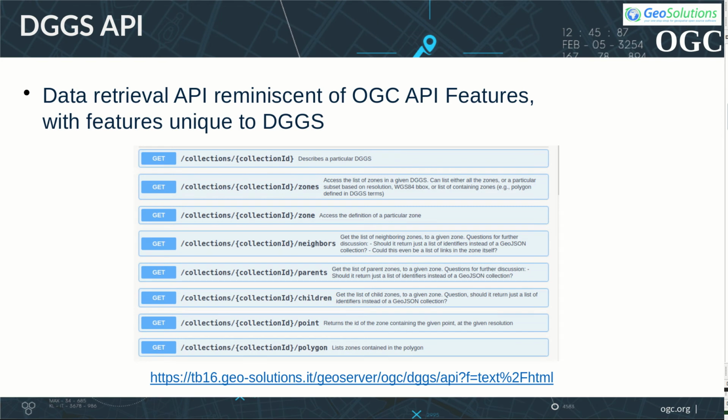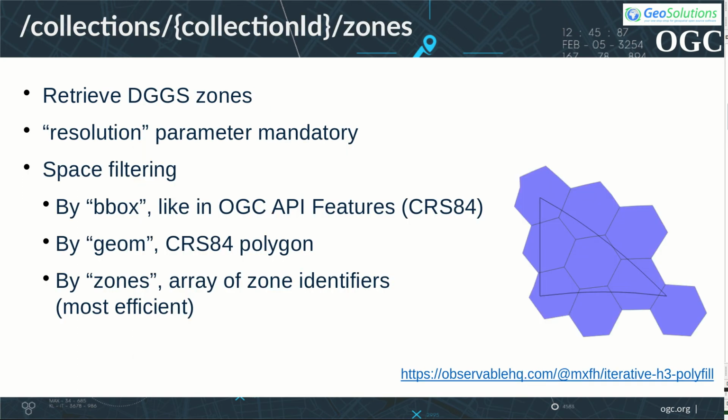The group designed a DGGS API reminiscent of OGC API Features. In particular, data is still organized in collections. However, the API comes with some unique additional abilities. For example, access to zones requires usage of the target resolution. Also, space filtering can be performed via a few different flavors.